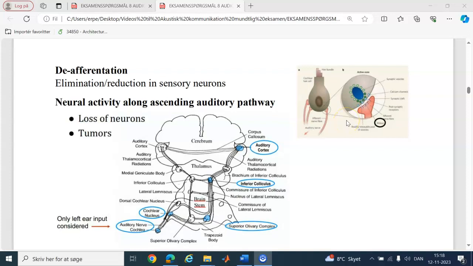Then we have some deafferentation. We have afferent and efferent nerve fibers. Afferent is from the hair cells up to the brain, and the efferent is the other way. Deafferentation means elimination or reduction in sensory neurons. And then there's a big story about neural activity along the ascending auditory pathways.